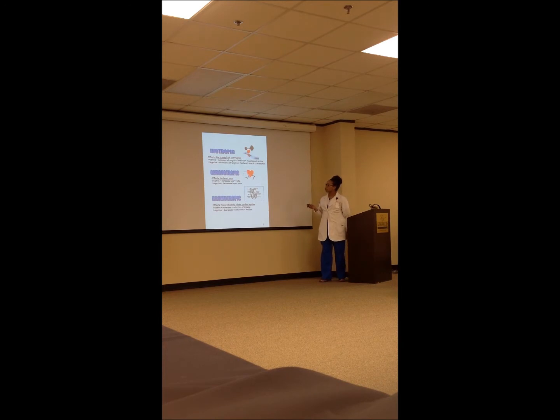And then chronotropic affects the heart rate. So just have that relation in your brain, chronotropic, heart rate. Positively, it will increase the heart rate, and a negative chronotropic will decrease the heart rate. And then the last one affects the conductivity of the impulses, and this is the electrical component. So positively, it will increase the conduction of the impulse, and negative will decrease the conduction of the impulse.